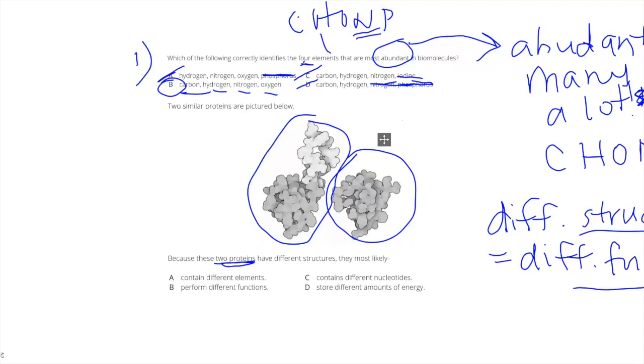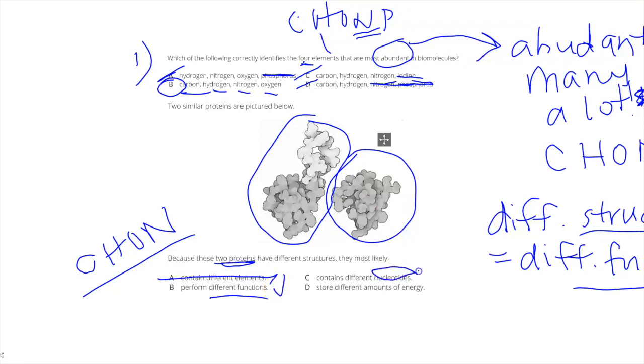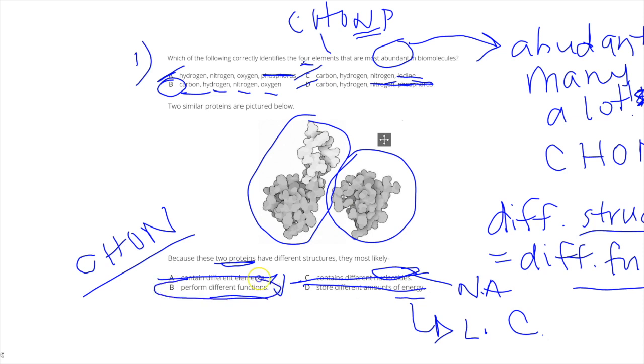So let's read these. Do proteins contain different elements? No. All proteins contain C, H, O, and N, so they have all these elements. Perform different functions. That's a possibility, so I'm going to put a check next to it. Contain different nucleotides. Nucleotides are only found in nucleic acids, so that doesn't work for us. Store different amounts of energy. Remember, energy is just for your lipids and for your carbohydrates, not for your proteins. So our answer is then B. They perform different functions.